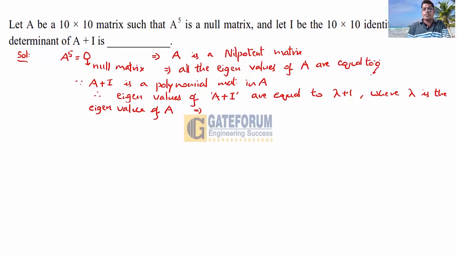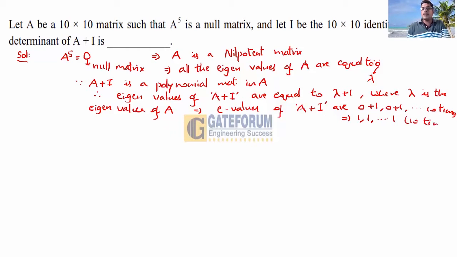We got nilpotent matrix. A is nilpotent matrix. We proved. Implies eigenvalues of matrix A plus I are 0 plus 1, 0 plus 1 to 10 times, because 10 by 10 matrix. So, a 10 by 10 matrix having 10 eigenvalues. It implies 1 comma 1 comma 1, so on 1 10 times. So, all the eigenvalues of the matrix A plus I are equal to 1.